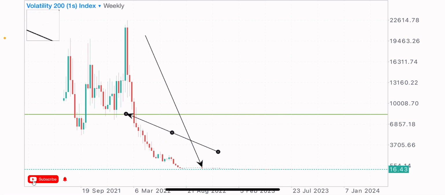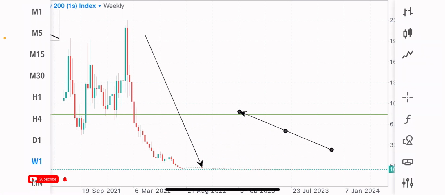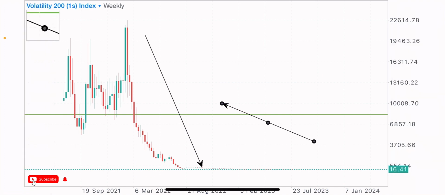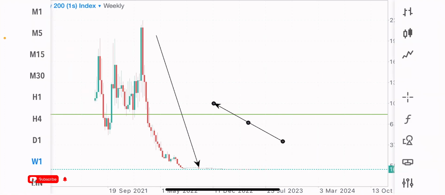So automatically this is a level of resistance on the weekly time frame, because if the market is to come back to this zone, there's a high probability of the market selling from this zone. So that is for the weekly time frame. We don't have much to spot or identify. So let's go to the daily time frame.